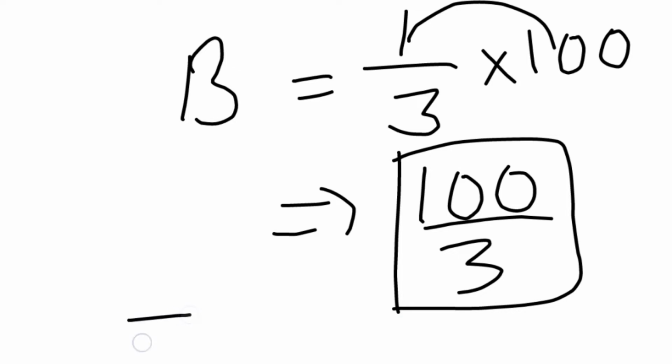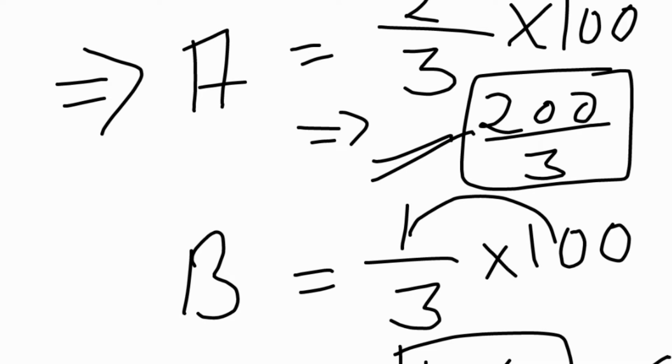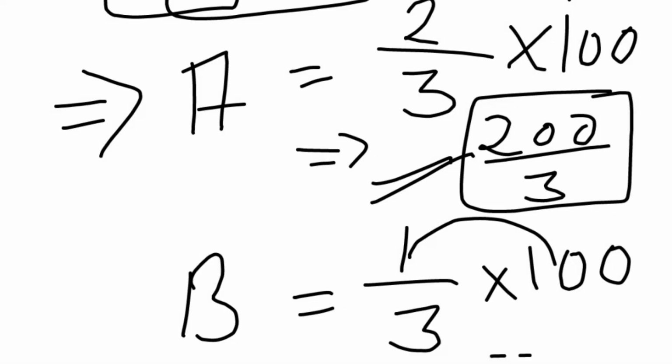Let's divide them. When you divide 100 by 3, you will get 33 whole 1/3%. And for 200 upon 3, you are going to tell the answer in the comment box. I think this is clear, how to convert ratios into percentage.